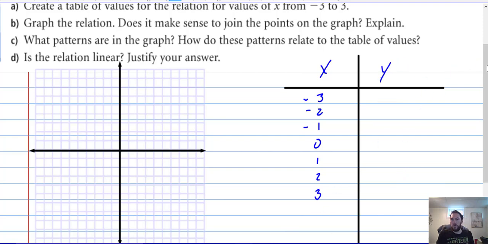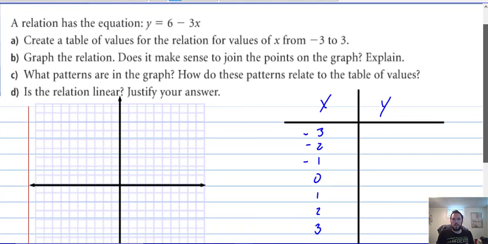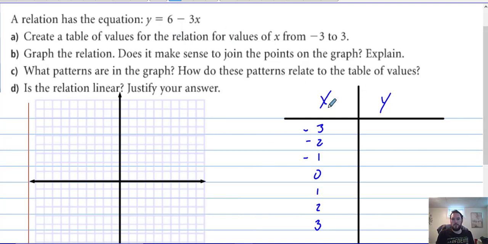Now, how do I fill in my y? Well, we use this equation provided to figure out what these numbers are supposed to be. So I'm going to take this -3 and plug it in for x. So we get 6 minus 3 times -3. So 3 times -3 is -9. So this turns into 6 minus -9, or 6 plus 9, which is 15.